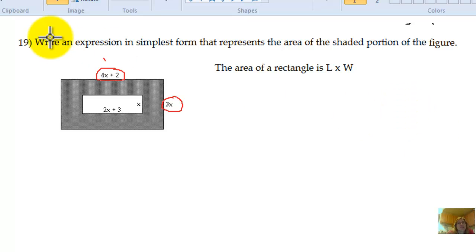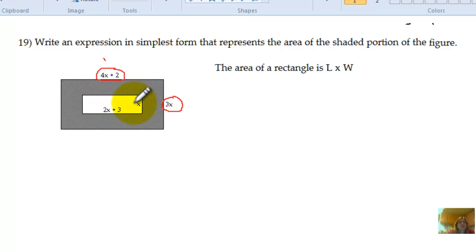Alright, this is problem 19 for test 4 review. We did this in the discussion, which is write an expression in simplest form that represents the area of the shaded portion of the figure. What that means is they want this part here, and you want to picture the figure as if this is a solid part and this is like a hole in the middle.